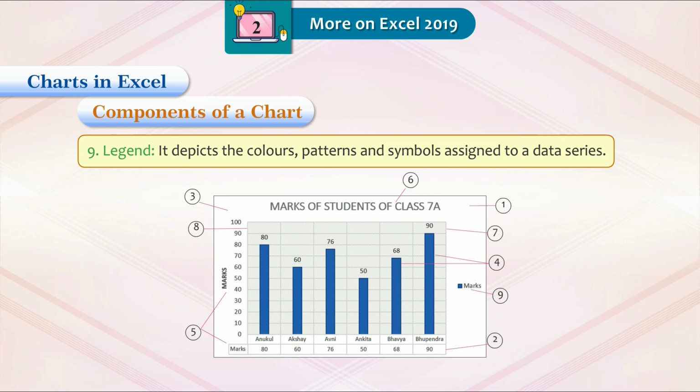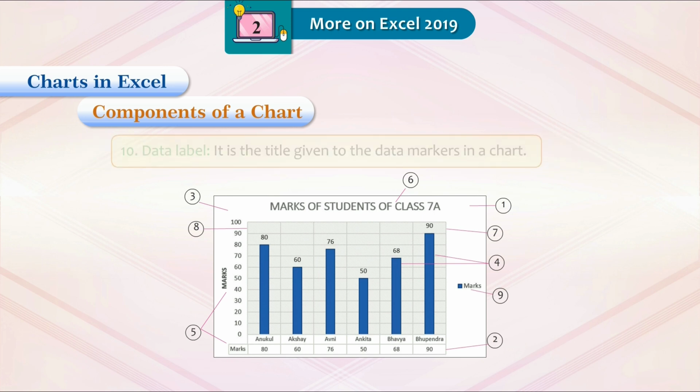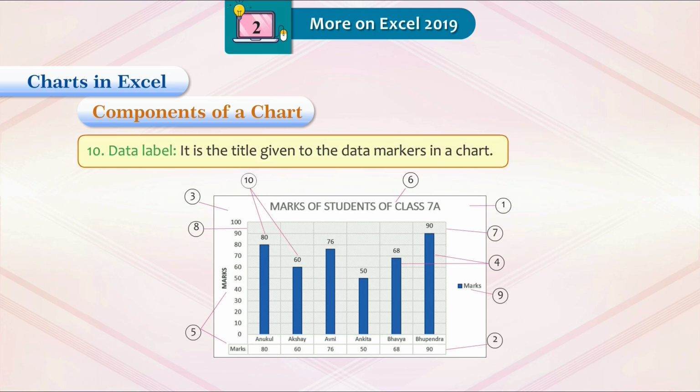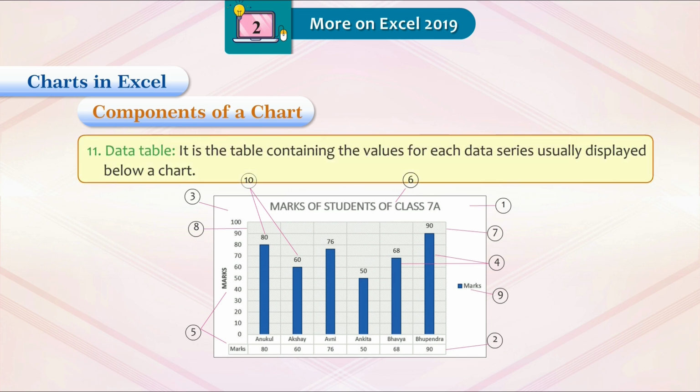9. Legend. It depicts the colors, patterns and symbols assigned to a data series. 10. Data label. It is the title given to the data markers in a chart. 11. Data table. It is the table containing the values for each data series, usually displayed below a chart.